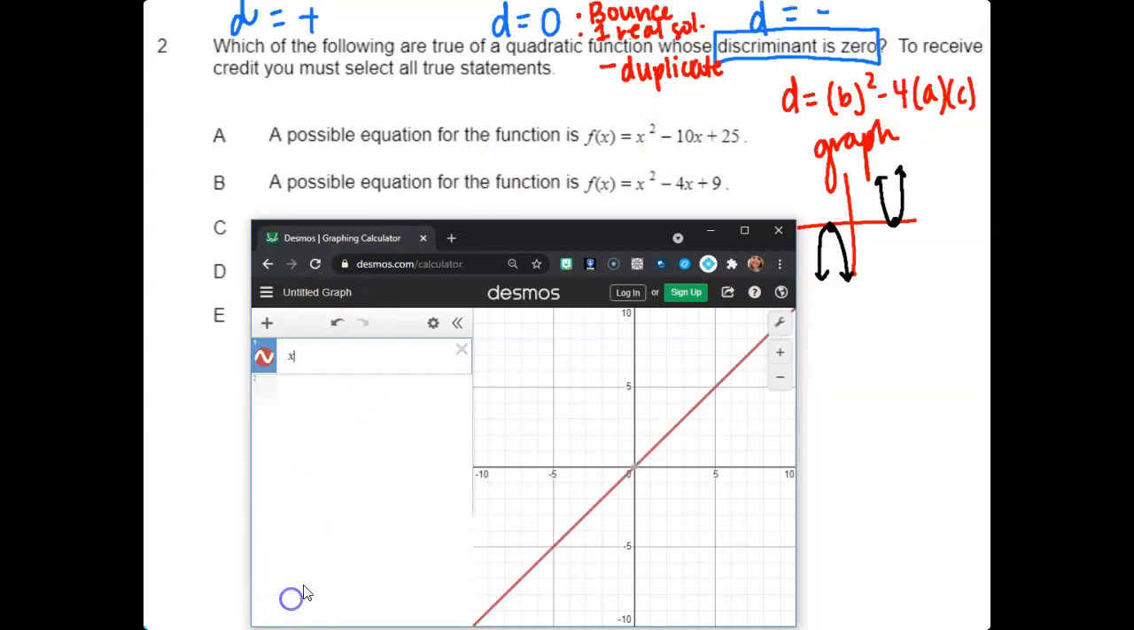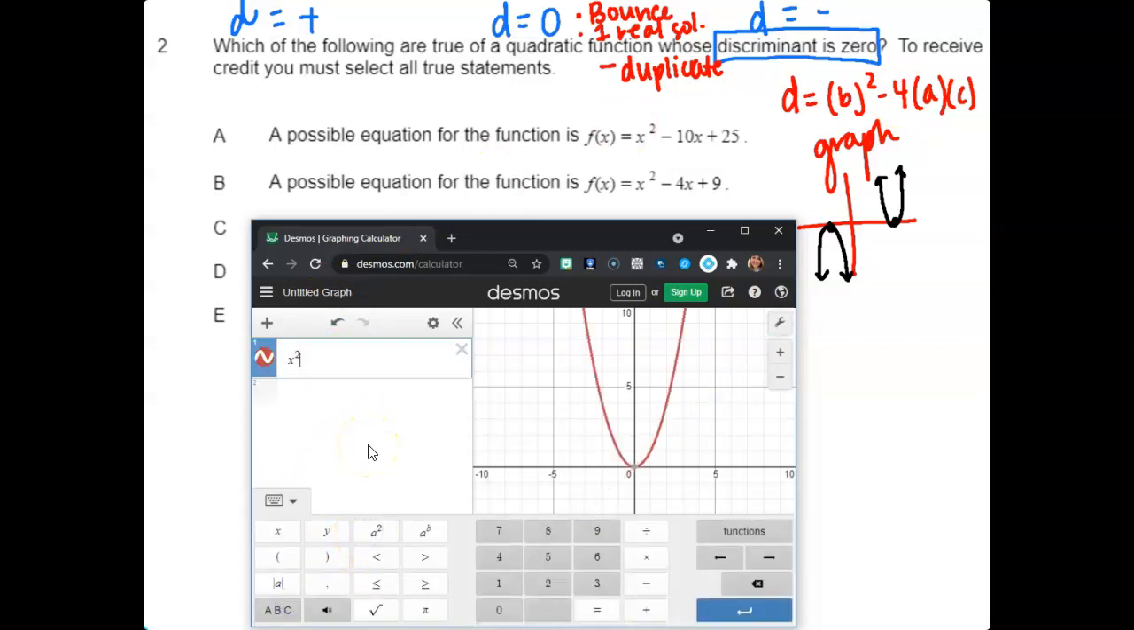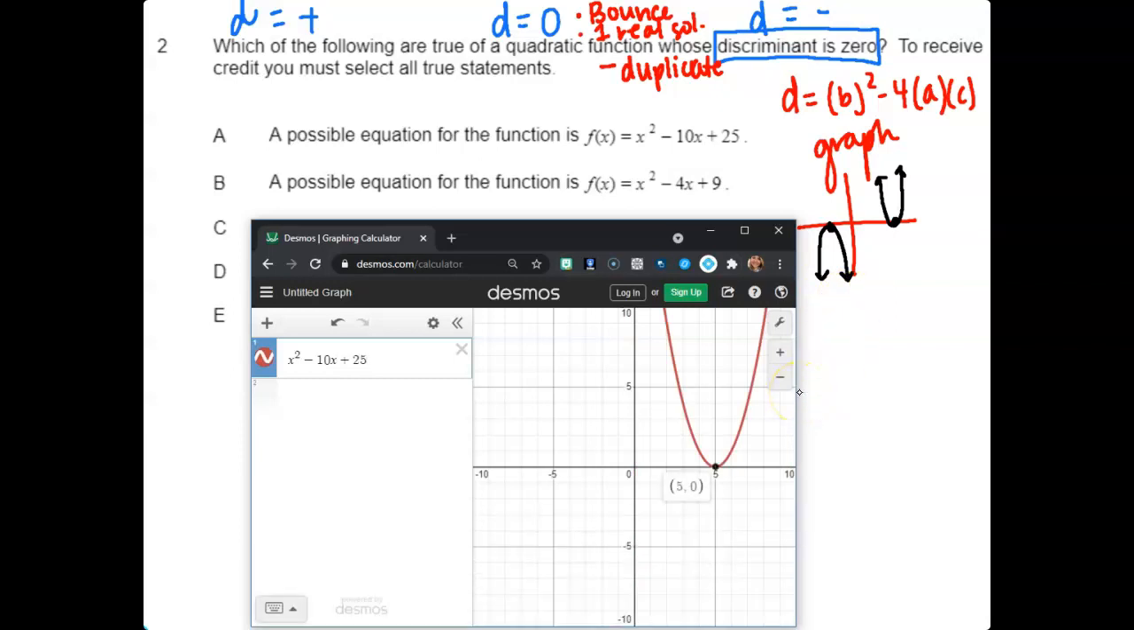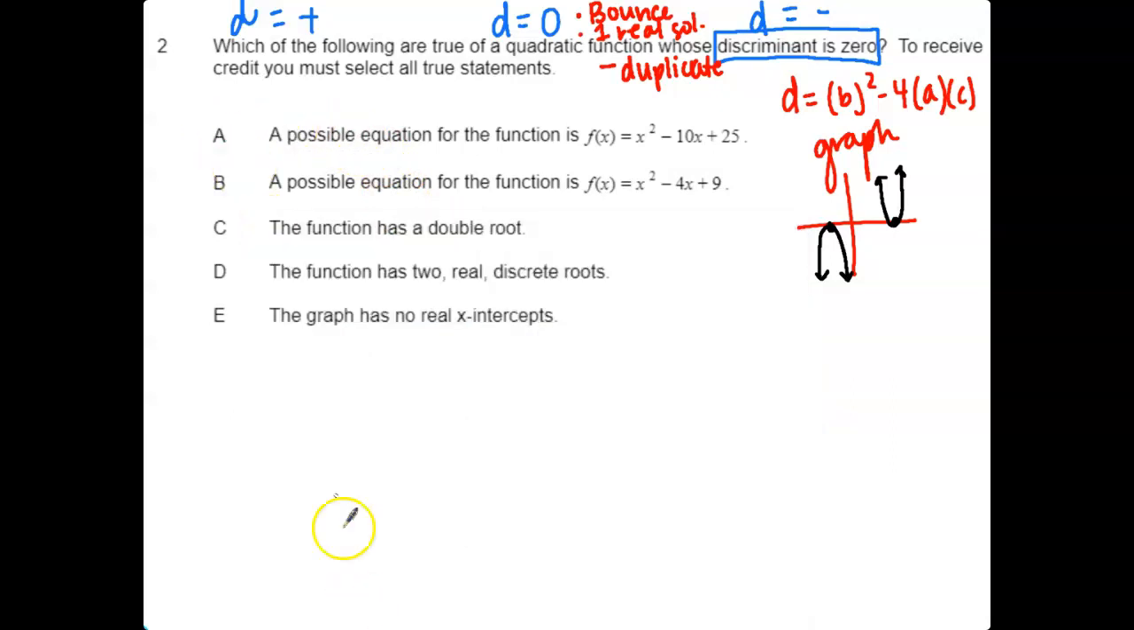So x squared minus 10x plus 25. Notice how this one is a bounce. It touches and then comes back up again. So A definitely has to be true here.